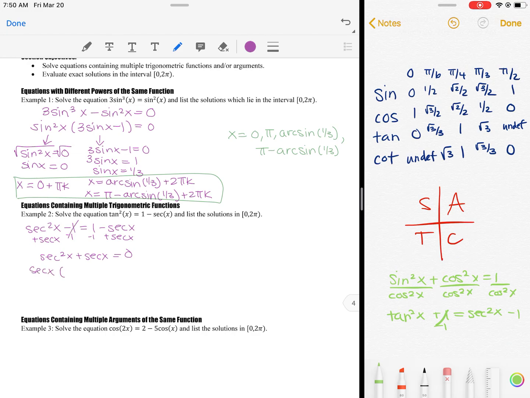Once again, when we got this quadratic, we're thinking about factoring. So take out a secant, I'm left with secant x times secant x plus 1 equals 0. So either secant x equals 0 or secant x plus 1 equals 0.